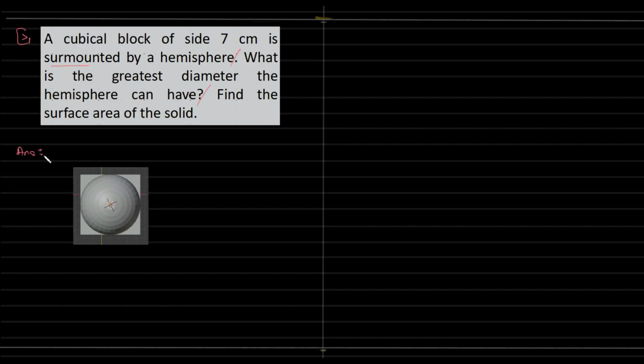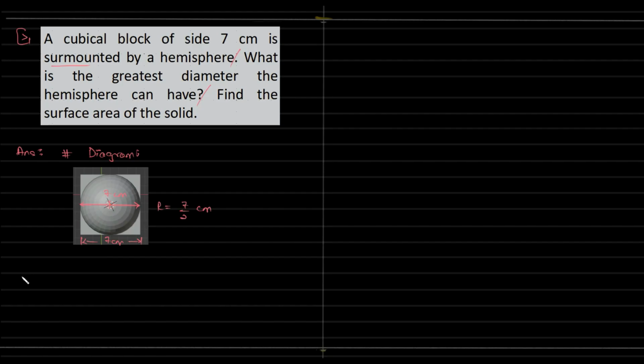So the answer, diagram. Here the length is 7 centimeter, right? And the diameter is what they're asking. Simple. This is the chord with the highest length, and this will be by default 7 centimeter. The radius will be half of that, right? So the radius is 7/2 centimeter.